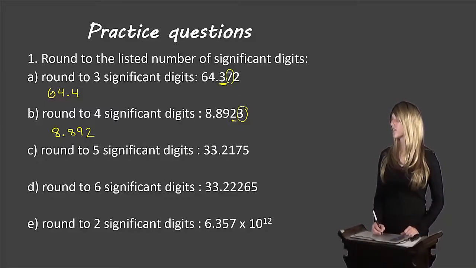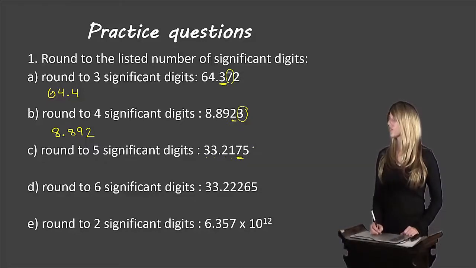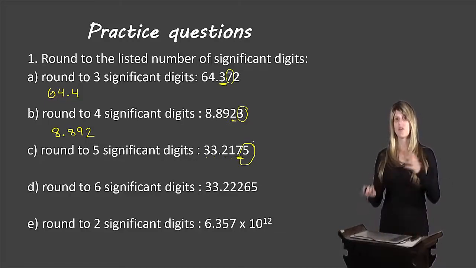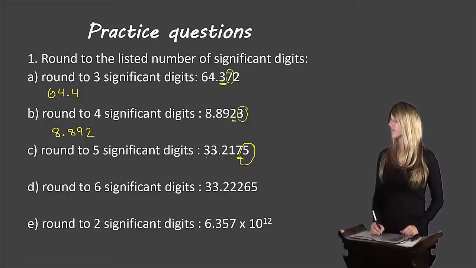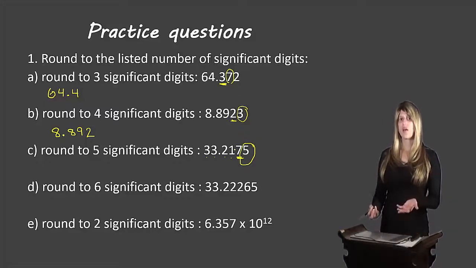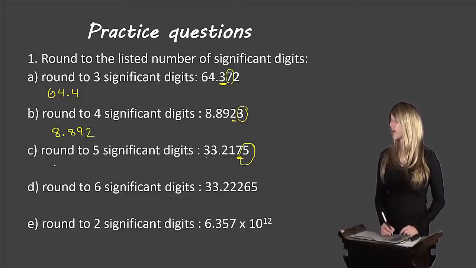Now let's take a look at the next example. Round to 5 significant digits. 1, 2, 3, 4, 5. Our rounding digit is the 7. If we look next door, it has a 5. 5s are the tricky ones, so we might have to round up, we might have to round down. How do we know? Well, we take a look back at our rounding digit 7. 7 is an odd number. Odd numbers we round up when there's a 5 next door. So we're going to end up with 33.218 when we round up.